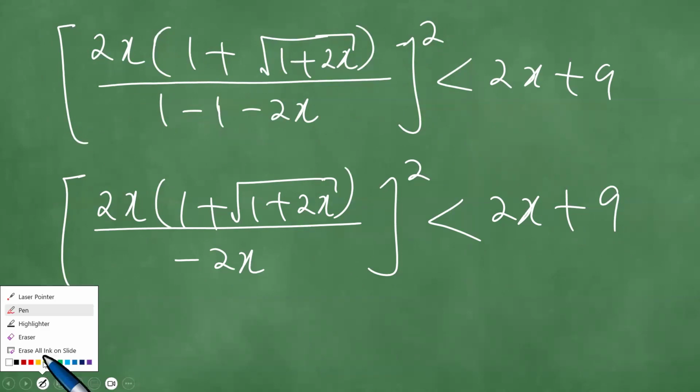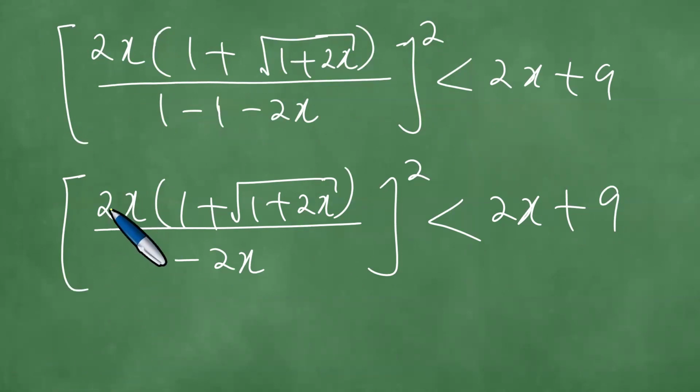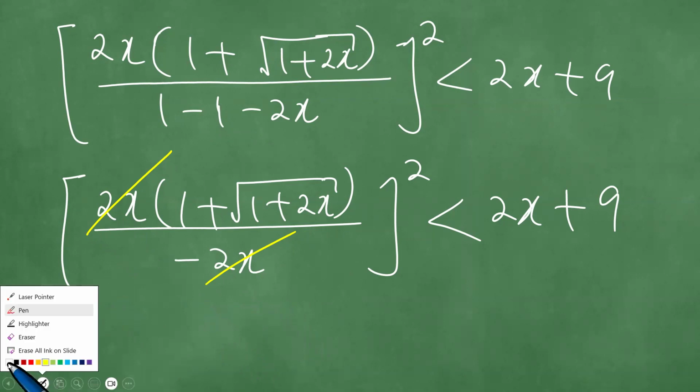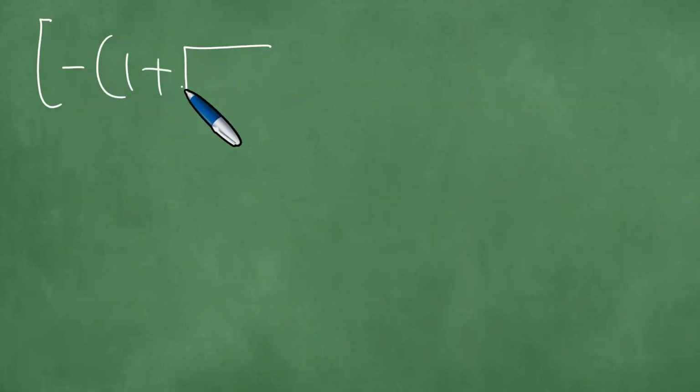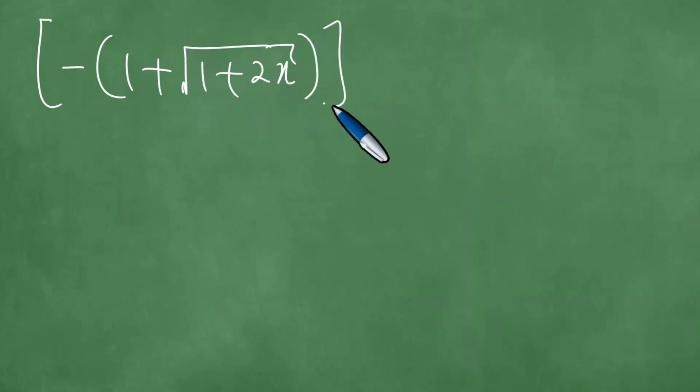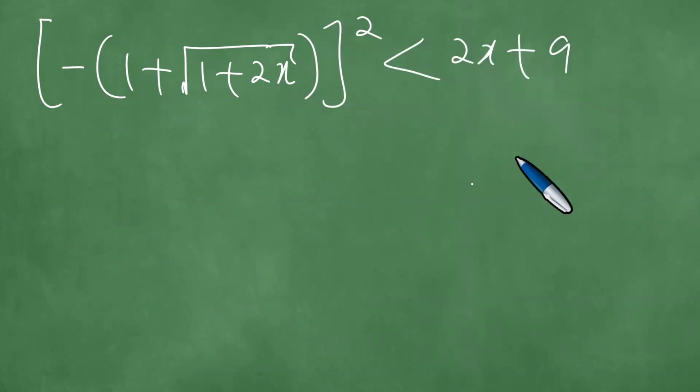So now, what do we do now? We realize that the cancellation law applies to this because 2x cancels. And we then have a minus. So in other words, we have minus into 1 plus the square root of 1 plus 2x, and we close like this squared, which is less than 2x plus 9.